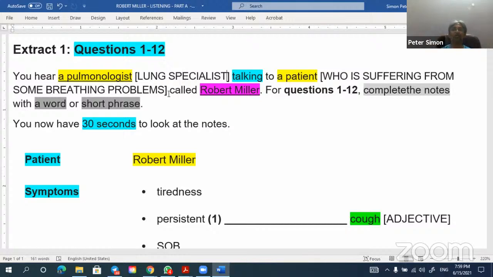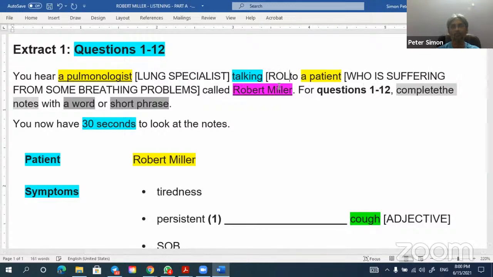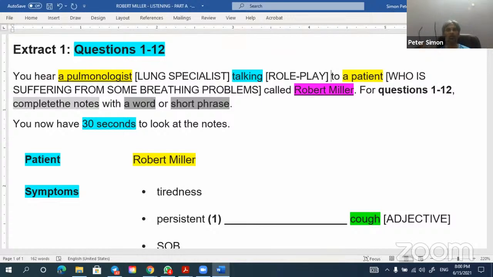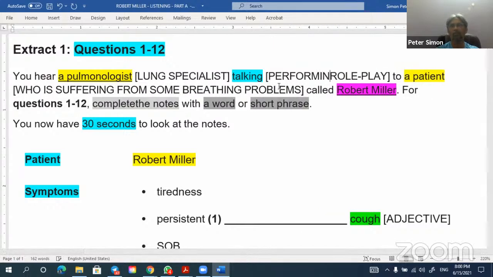And he's talking to a patient. So he is talking to a patient means he is doing a role play here. Try to understand. I'm going to show you the secrets. I'm going to show how to speak, what to speak. I'm giving you sentences you can copy from these places and you can improve your quality. So he's performing a role play here.